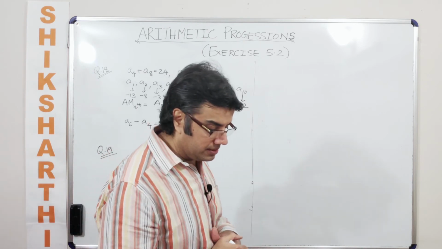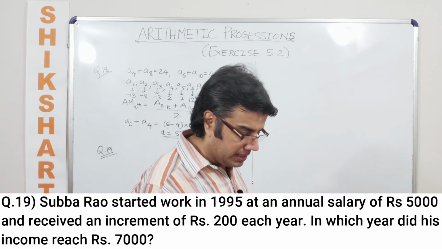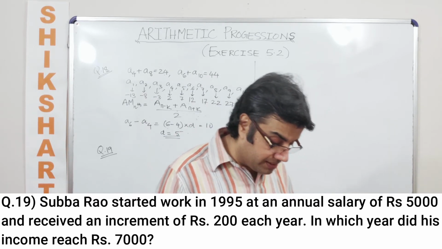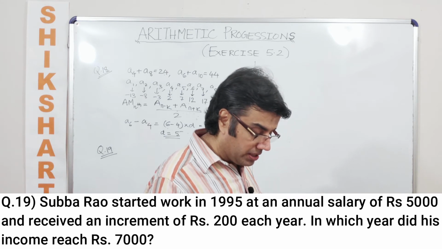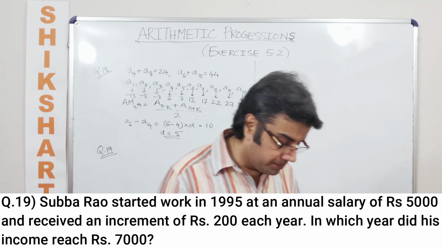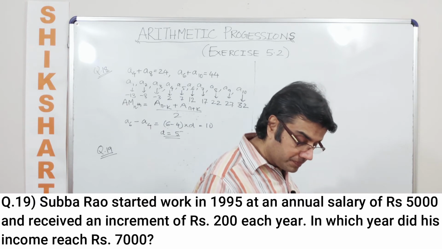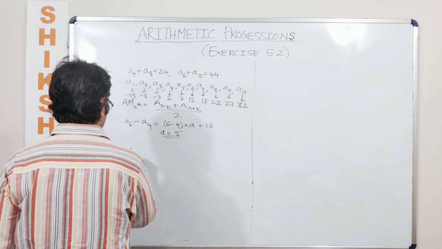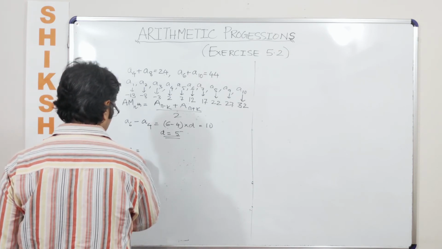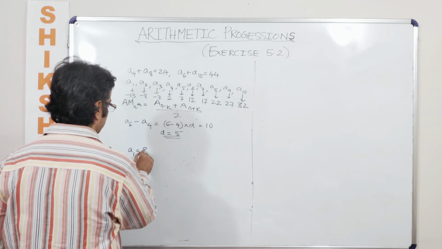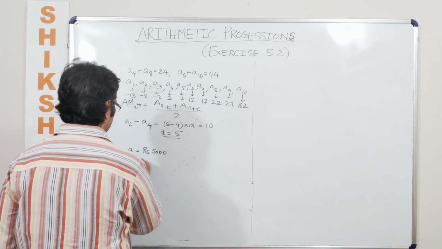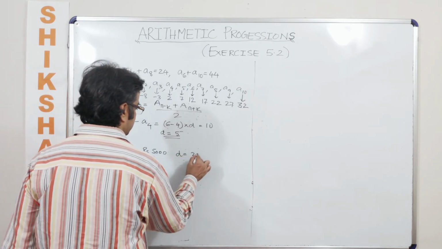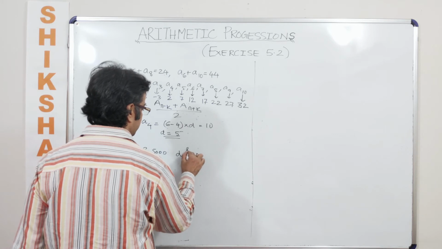Now question number 19 says, Subba Rao started work in 1995 at an annual salary of rupees 5,000, oh quite less, and received an increment of 200 each year. In which year did his income reach 7,000? So let's say the first term is given to you as rupees 5,000, and this first term is nothing but the year 1995. What is the common difference here? The common difference is the increment that he gets every year, which is rupees 200.